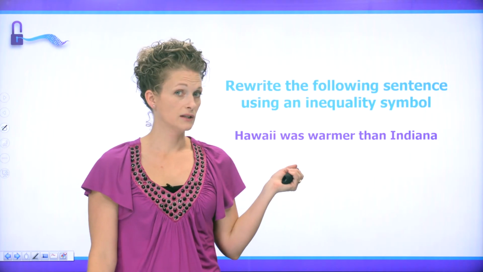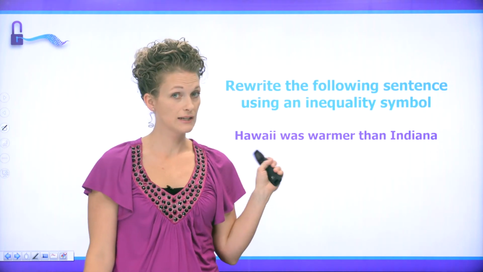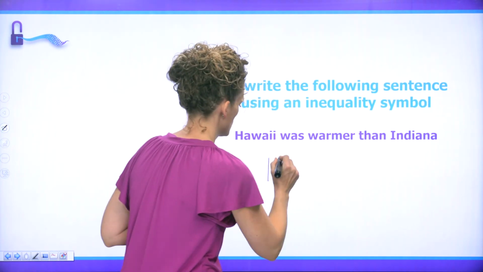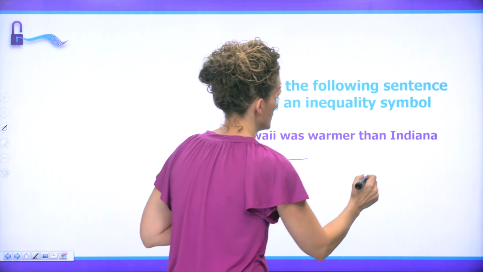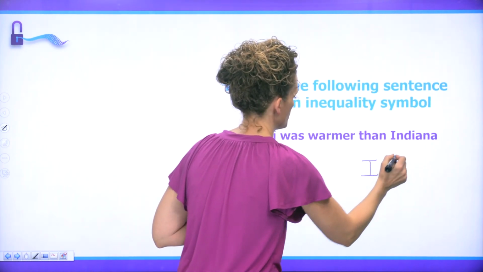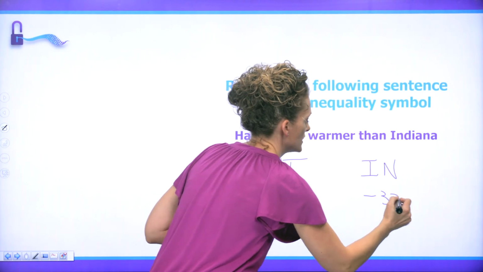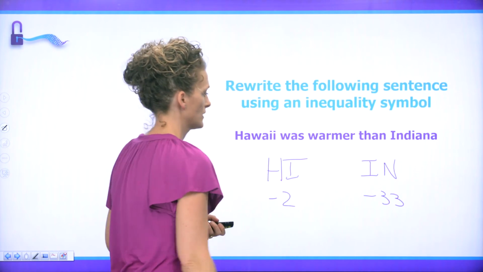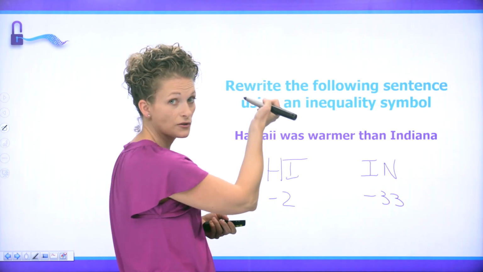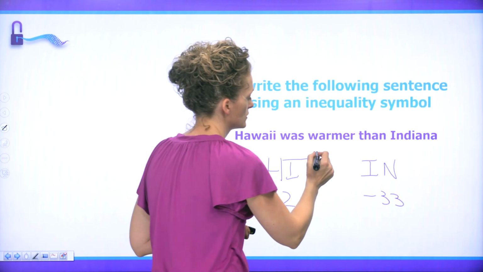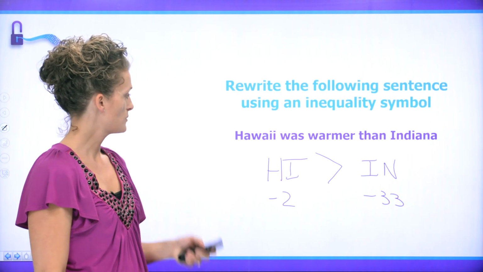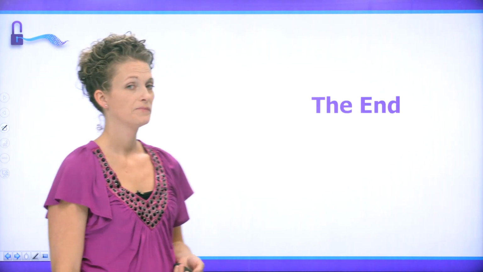Let's rewrite this one. Hawaii was warmer than Indiana. Okay, well, Indiana was negative 33, and Hawaii was negative 2. Negative 33 is farther to the left, therefore it is smaller or colder, and so the arrow must point to the smaller value, which is negative 33. And that is a little bit about comparing and ordering integers.